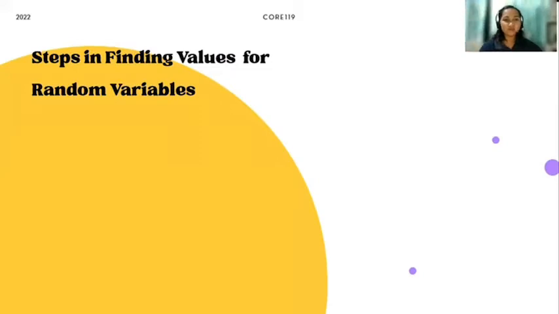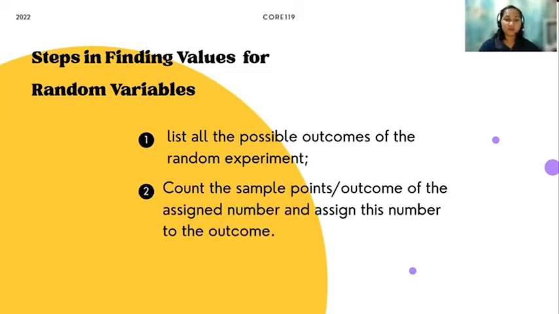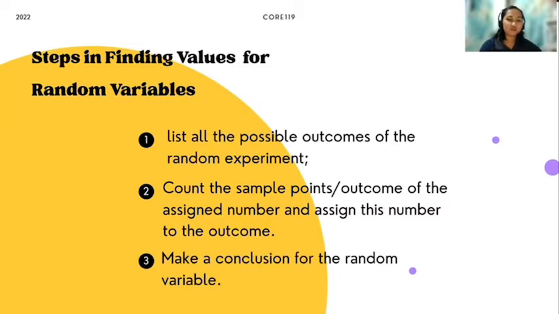Let's now proceed with the steps for assigning numerical values to our random variables. We have 3 simple steps. For number 1, we need to list all the possible outcomes of a random experiment. Number 2, count the sample points or the outcomes of the assigned number and assign this number to the outcome. Number 3, make a conclusion for the random variable.